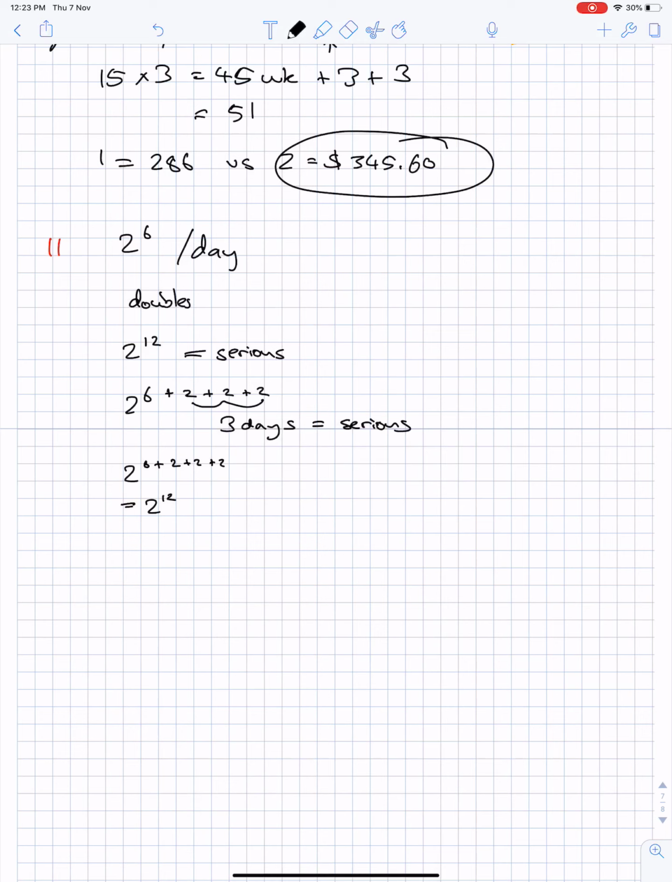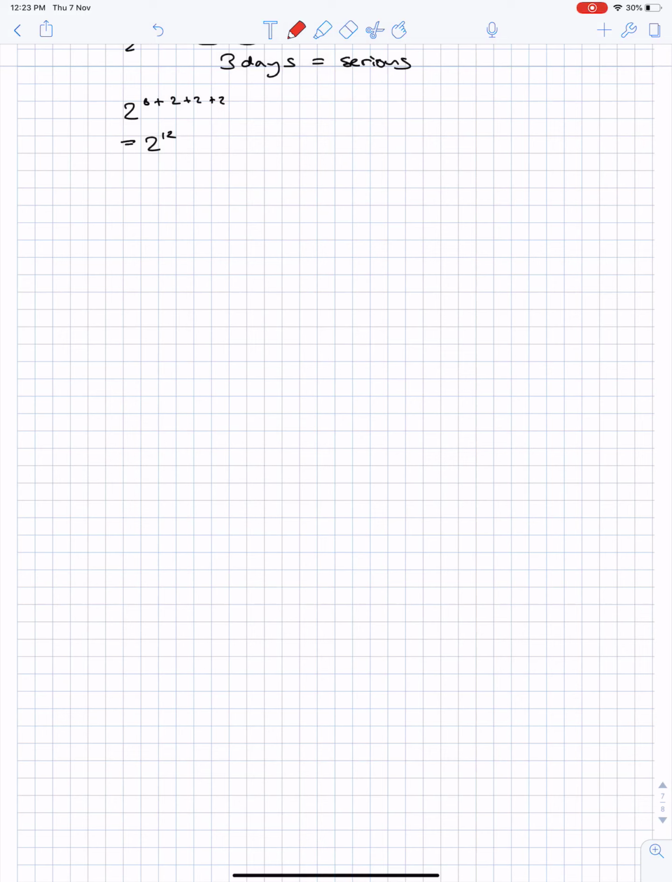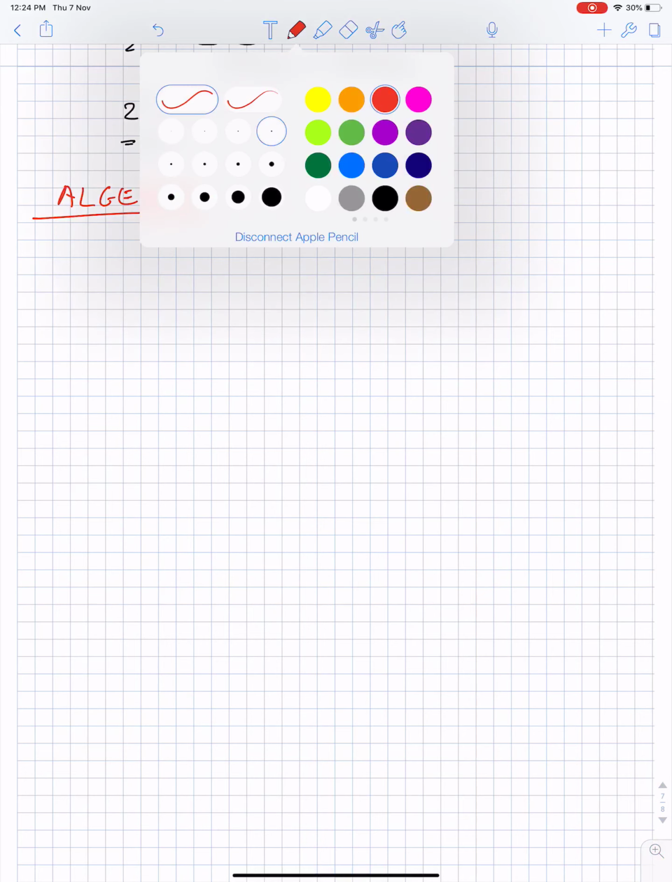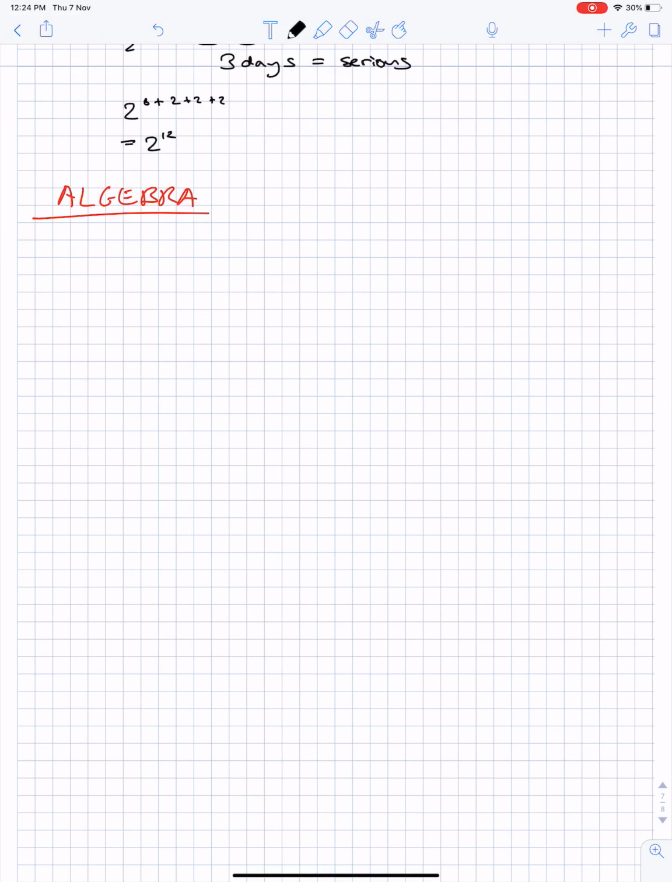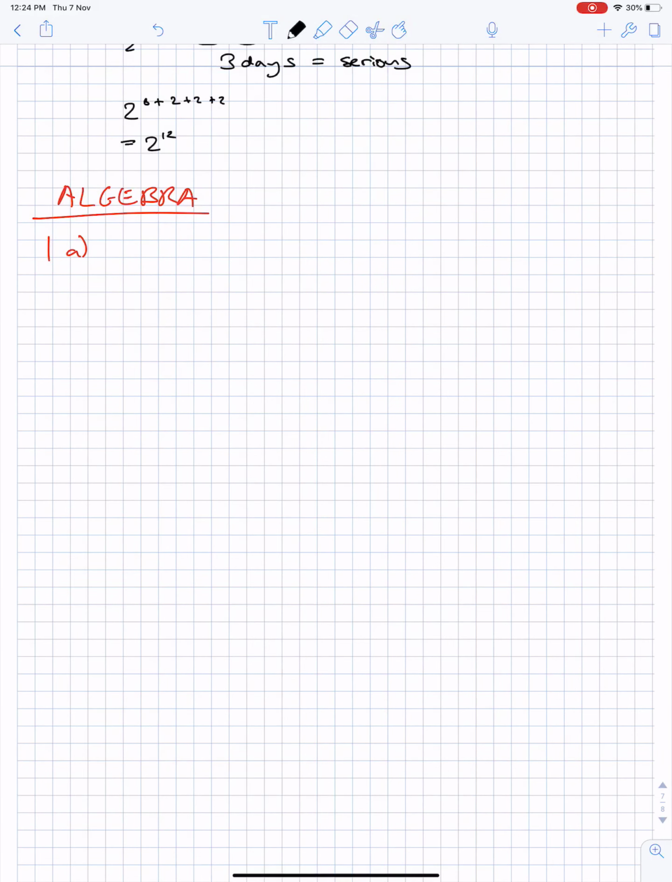Okay, moving on to the algebra side. Algebra. Question 1a. What value of x would make each statement true? So you've got 48 minus 3x equals 36. So it's basically asking you to calculate x.